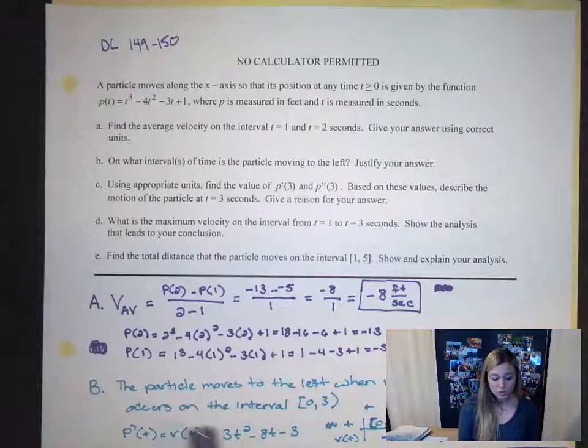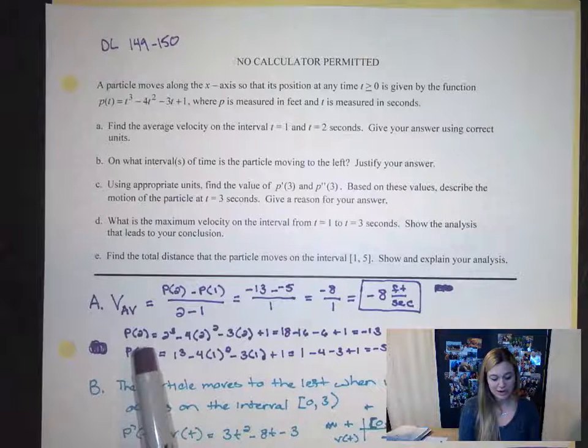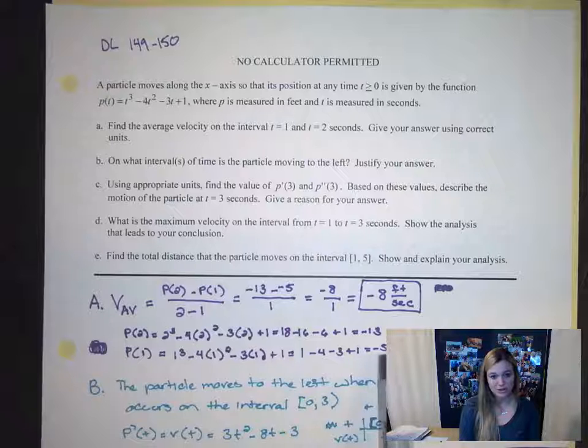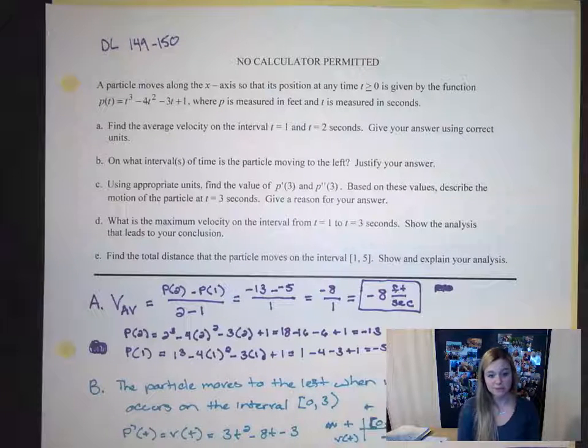That's what we're doing here. You have to show your work though, because this is without a calculator. Don't just do this in your head. I would actually write down the position at 2 and figure out what that value is. Position at 1, figure out what that is.